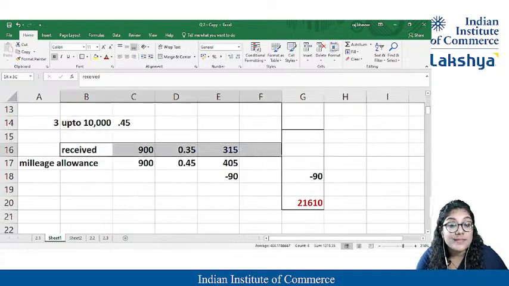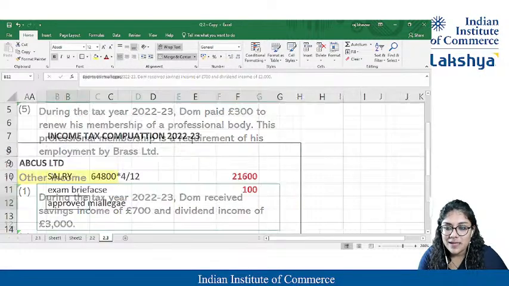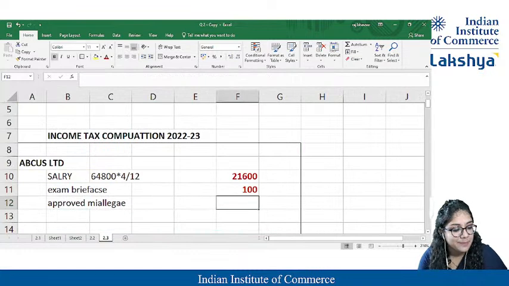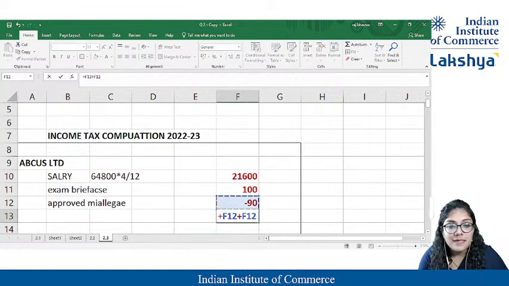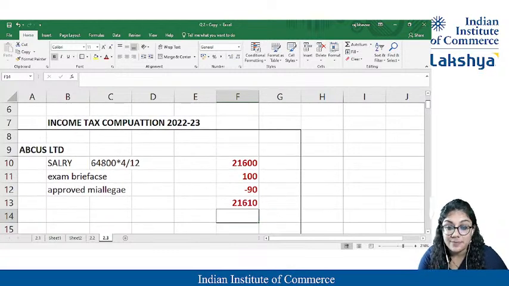So I got the salary, I got the pounds, I got the approved mileage. You received 315, but you were allowed 405. So 90 is minus, yeah? So 90 is my negative, so we do not consider that. We'll just take minus 90. And here I am getting the total salary for my Abacus Limited.